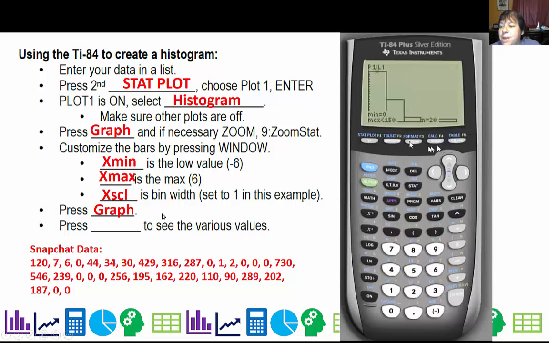Press graph, and then you can press trace, and if you keep moving along there with the arrows, you can see the individual values. There you go.